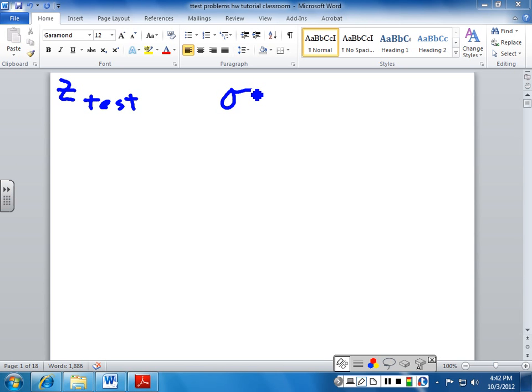If you go back and look at the problems that were assigned for this week, they all have a population standard deviation. If you have S, the sample standard deviation, either because you had to calculate the standard deviation yourself from sample data, or because a problem gives you the sample standard deviation instead of the population standard deviation, then you will use the t-test. And there's a t-table that goes along with that.